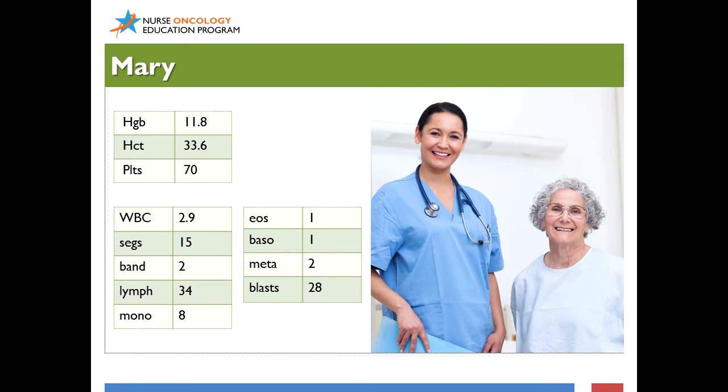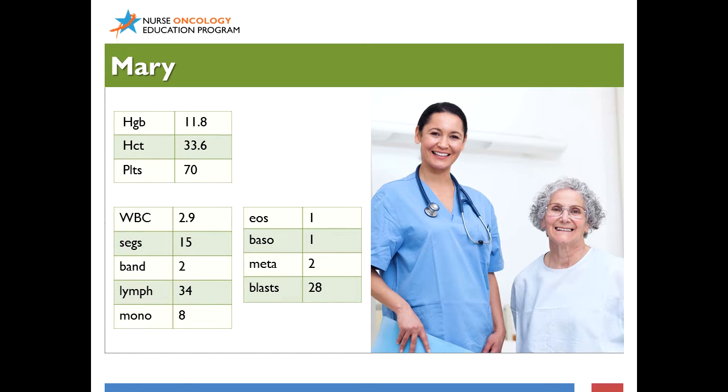But we look at her white blood cell count and we see that her white blood cells are 2.9, and that means 2,900. And you see below the white blood cell count is her differential, and the differential is what makes up all the components of the total white blood cell count. Each of the numbers listed below adds up to 100. If we want to calculate her absolute neutrophil count, we would look at her segs and her bands. So you see that she has 15 segs and 2 bands.